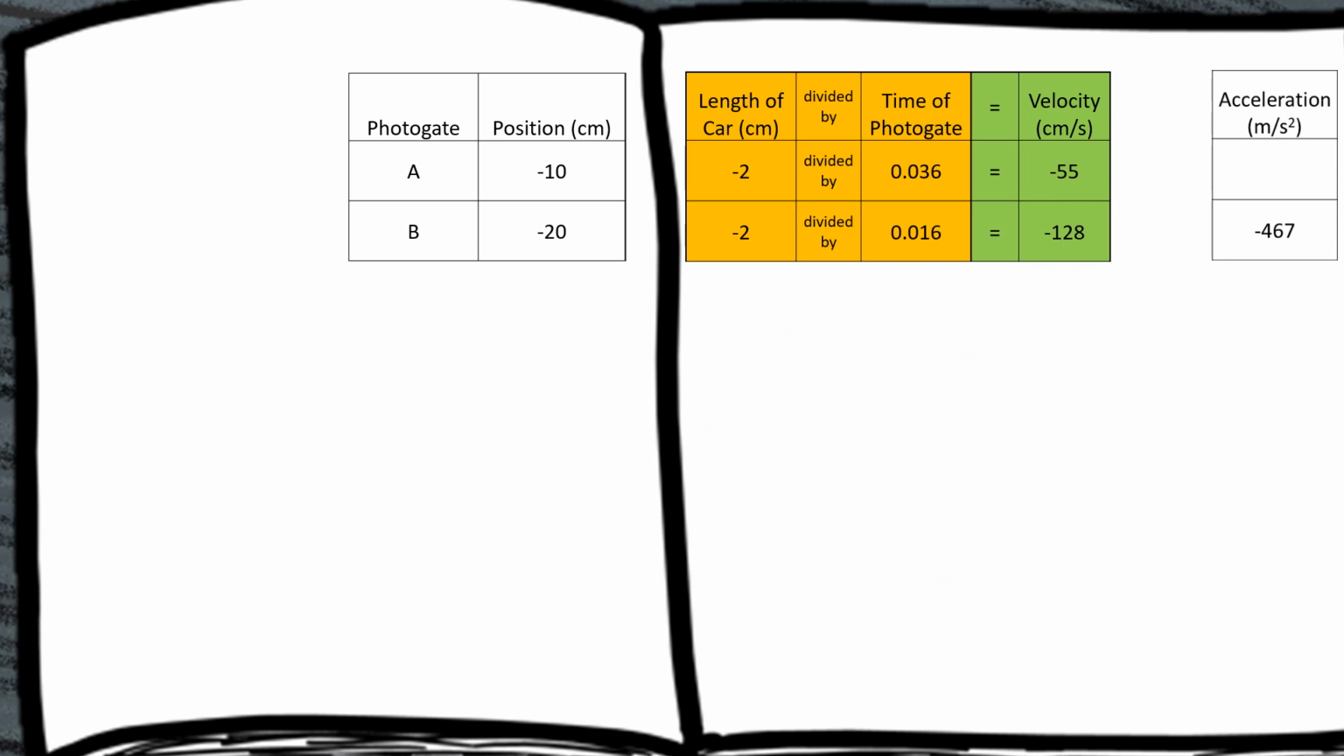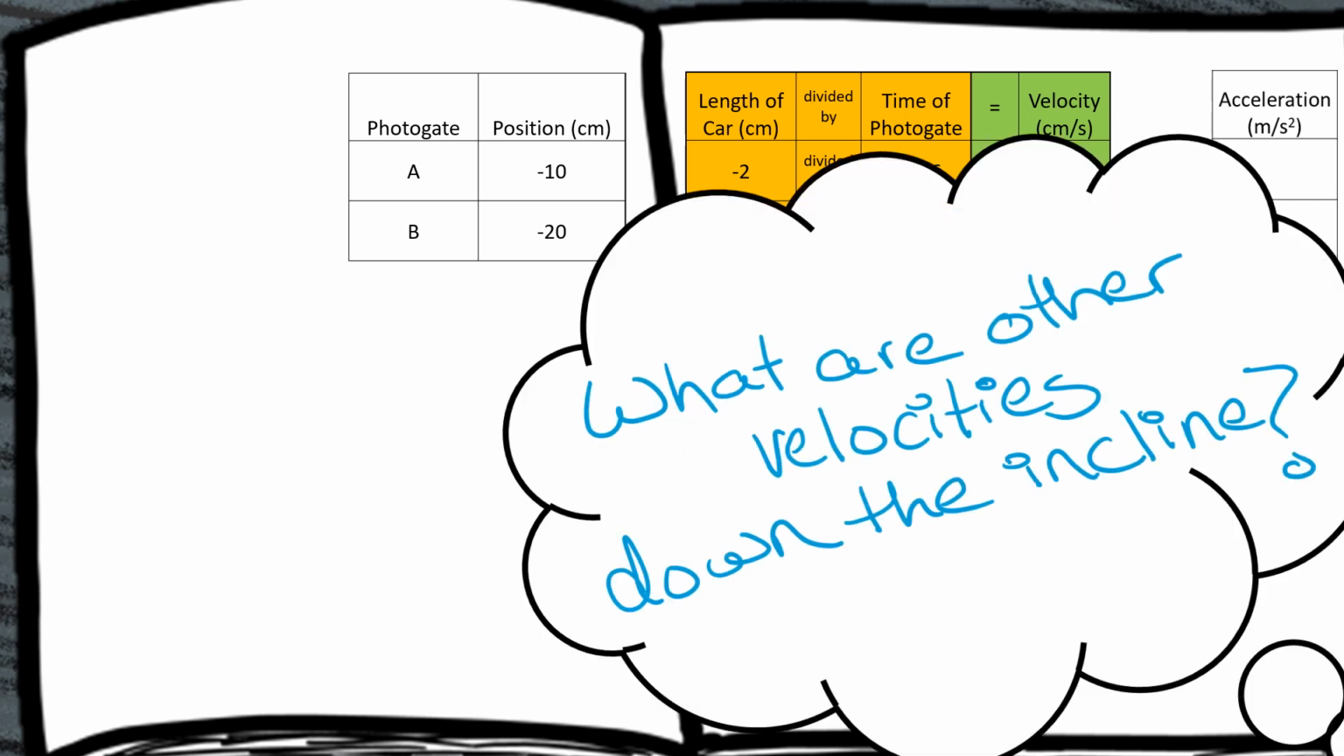But would the car experience the same acceleration throughout the entire ramp? In other words, is the acceleration constant? Remember, we are ignoring friction. You're right, Alex. To answer this, we need to determine the velocity of the car at different locations on the ramp, not just these two, and then determine the acceleration between each of these.